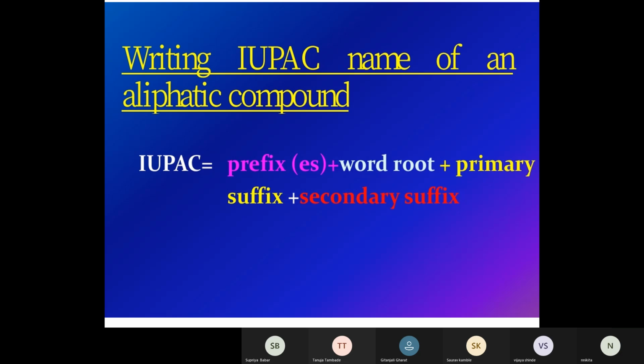Like the acetic acid: its name is from the Latin name of vinegar. For vinegar, the Latin name used is acetum. So from that the word acetic acid is derived.